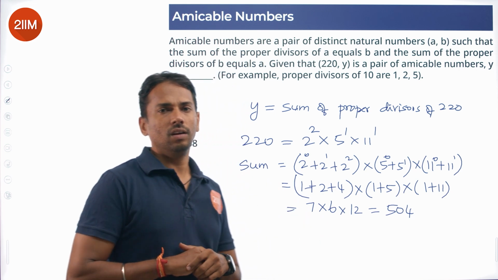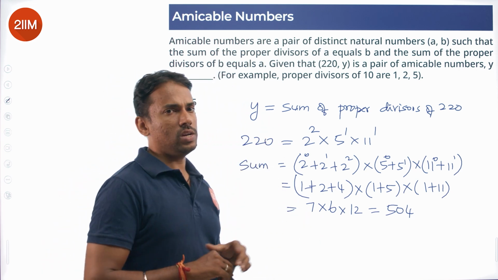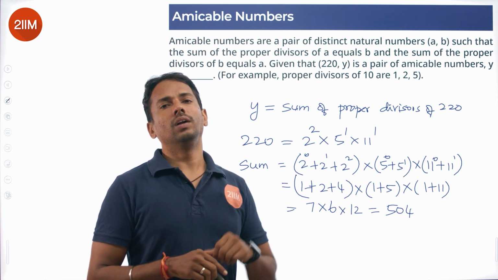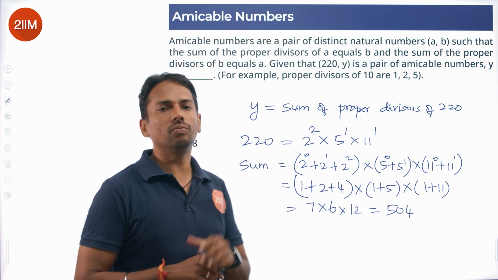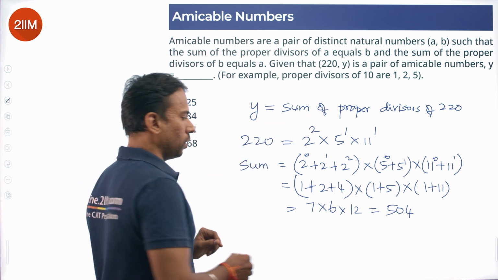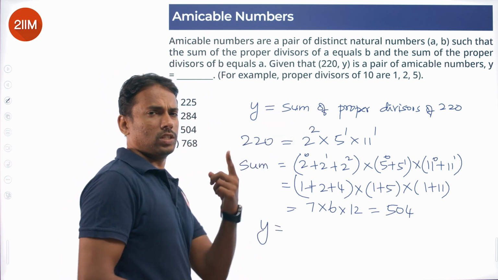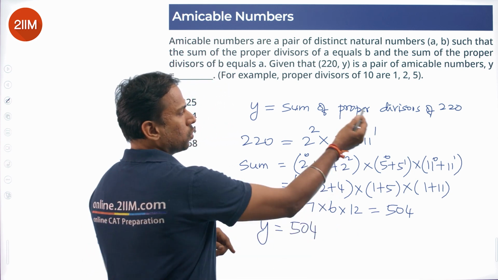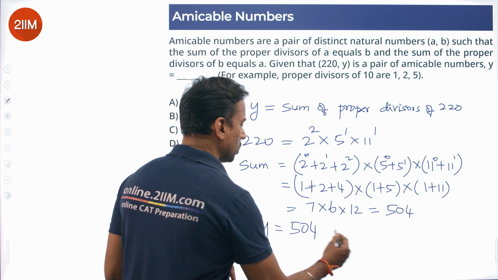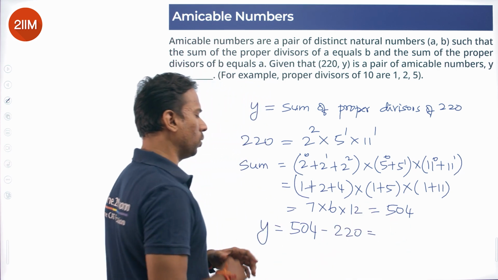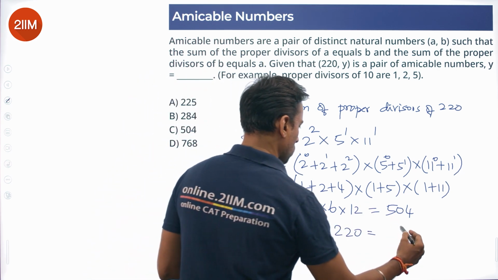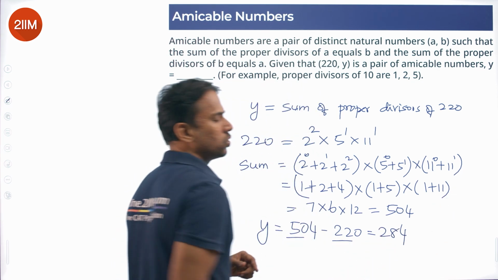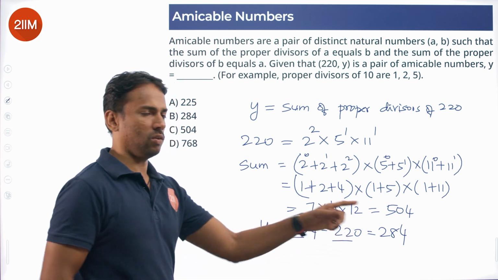But wait, what we are looking for is y. Y is not the sum of all the factors of 220. Y is the sum of all proper divisors of 220. This 504 is the sum including 220 also, so we just subtract that. 504 minus 220 gives us 284. So y should be 284.